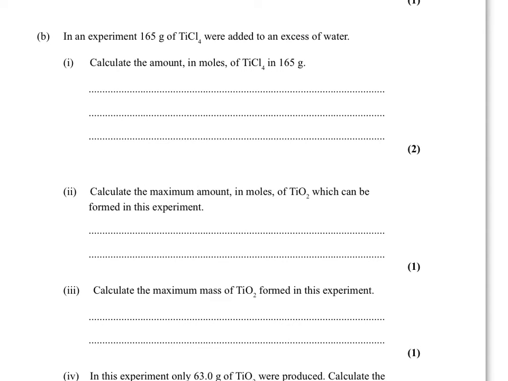In an experiment, 165 grams of titanium chloride were added to an excess of water. Calculate the moles of titanium chloride in 165 grams. So we're going to use mass over MR. So the mass given to us in the question is 165 grams. The MR you're going to have to calculate, and that comes out at 189.9. So that gives us 0.869 moles.